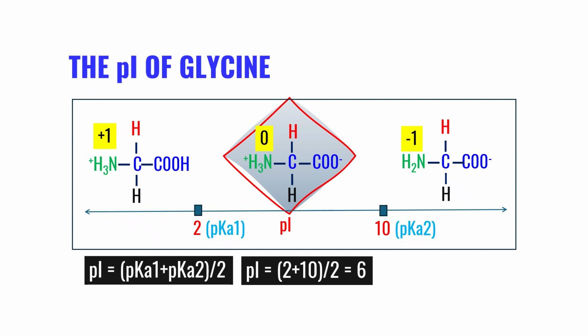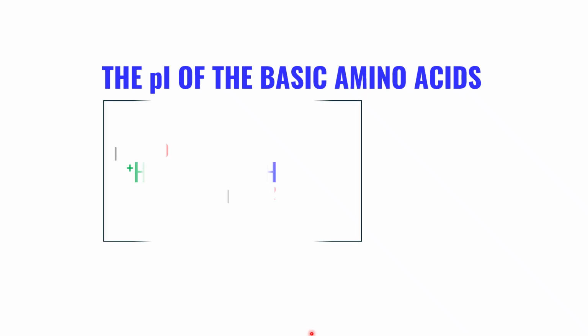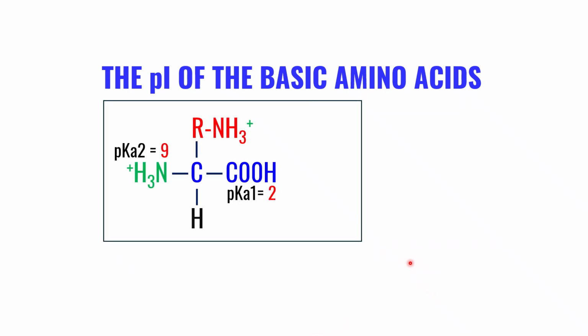You average these two and you will get the answer. Very straight. So now coming to the calculation of pI of basic amino acids.